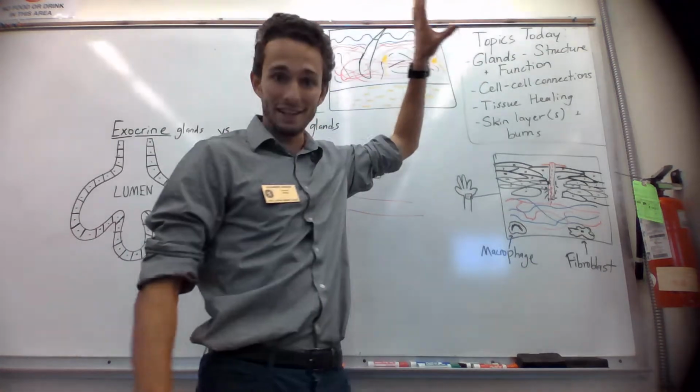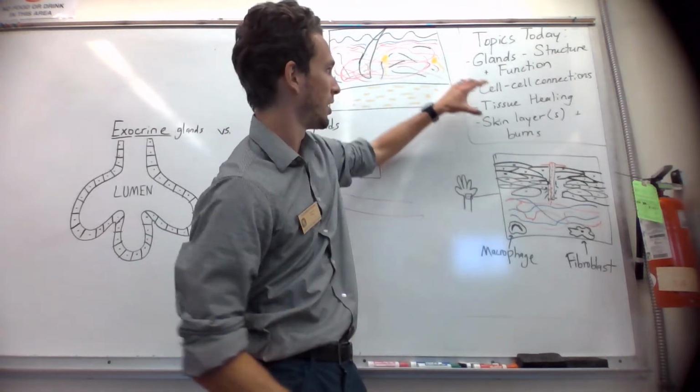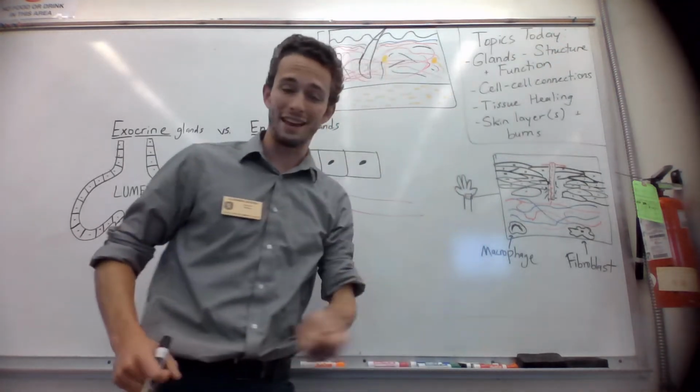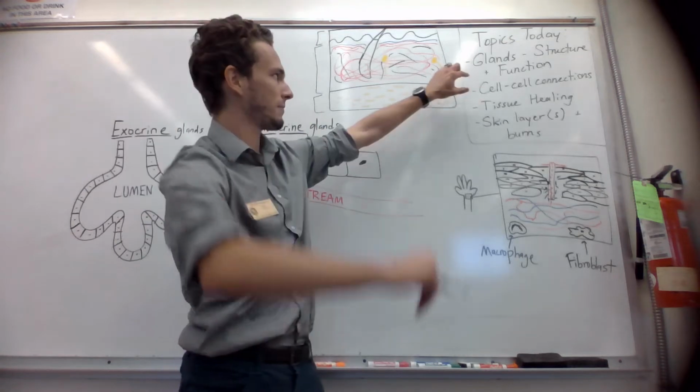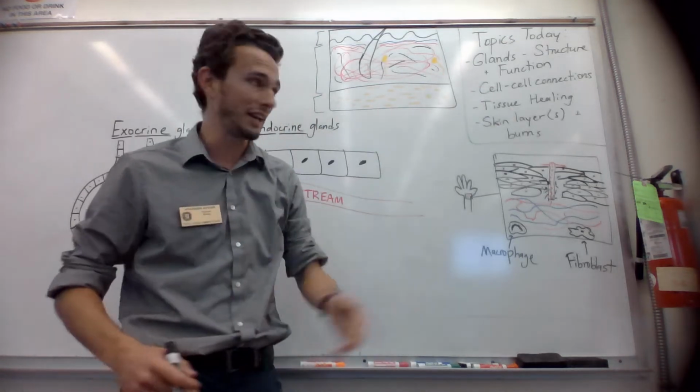We're going to be going through the glands, endocrine versus exocrine, how they're different, how they're similar. We're also going to talk about the structure that helps its function, as always. We're going to talk a little bit about cell-to-cell connections. I'm going to use a sheet that I handed out in class.